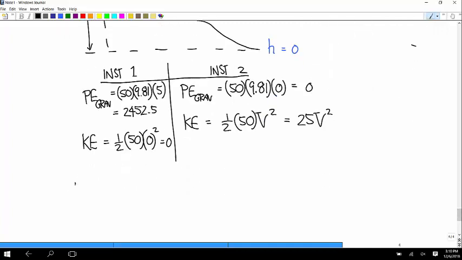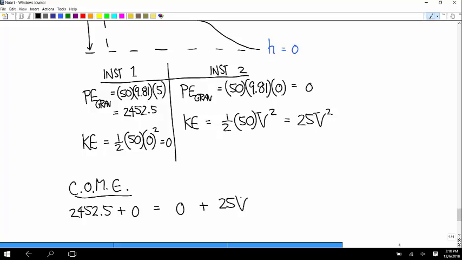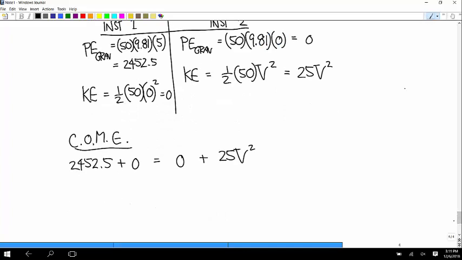And so conservation of mechanical energy says 2452.5 plus 0 is equal to 0 plus 25 v squared. And so that is 98.1, right? 98.1 is equal to v squared. Is that right?